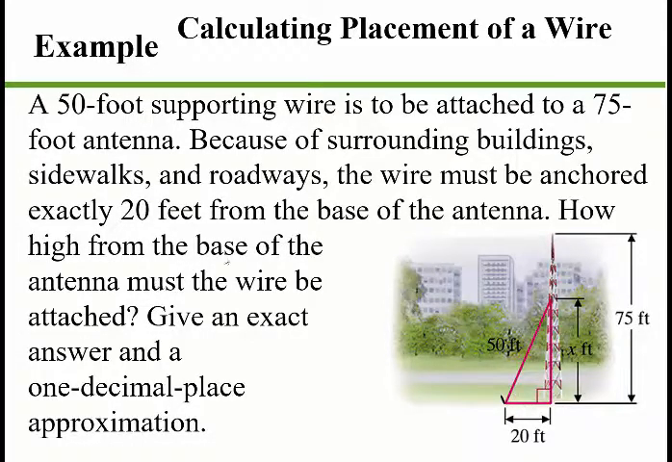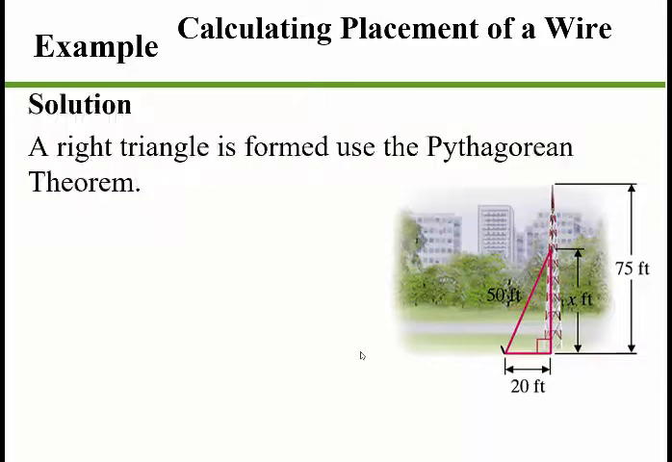How high from the base of the antenna must the wire be attached? Notice it's not going to go all the way up to the 75-foot top of the tower, it's going to go some of the way. Let's give an exact answer and a 1 decimal approximation. Well, you can see here I have a right triangle. I know the length of the hypotenuse, and I know the length of one leg. So I just have to use the Pythagorean theorem to find the length of this leg of this right triangle.